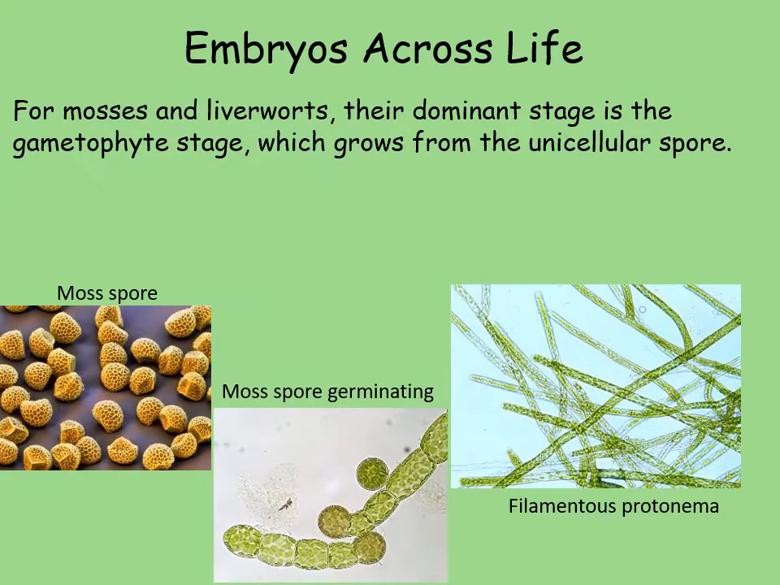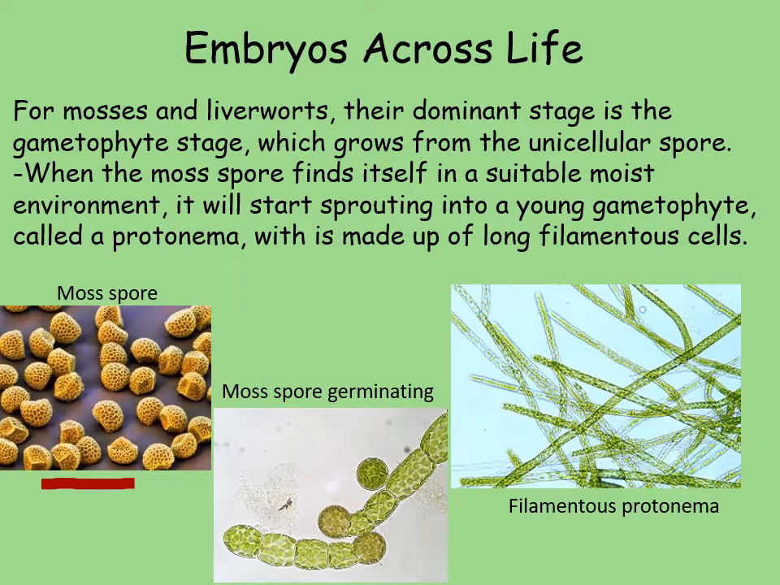So for mosses and liverworts, their dominant stage is the gametophyte stage, and that grows from unicellular spores. And here are some microscopic views of these spores. A moss spore can sometimes travel thousands of miles, and if it finds itself in a suitable environment that has moisture, it can sense moisture, and then it starts sprouting into a young gametophyte plant called a protonema, which is made up of long filamentous cells.